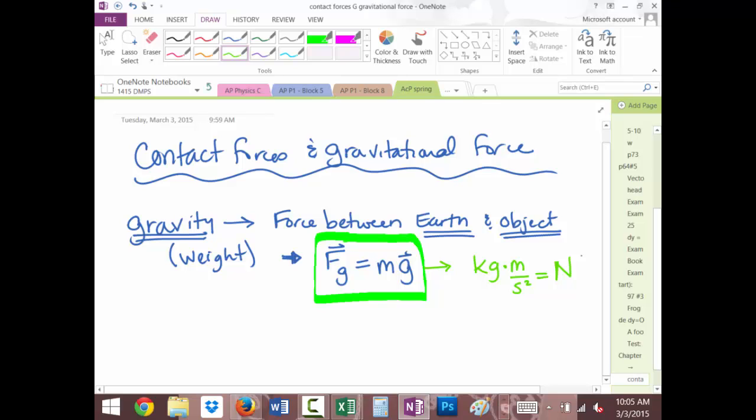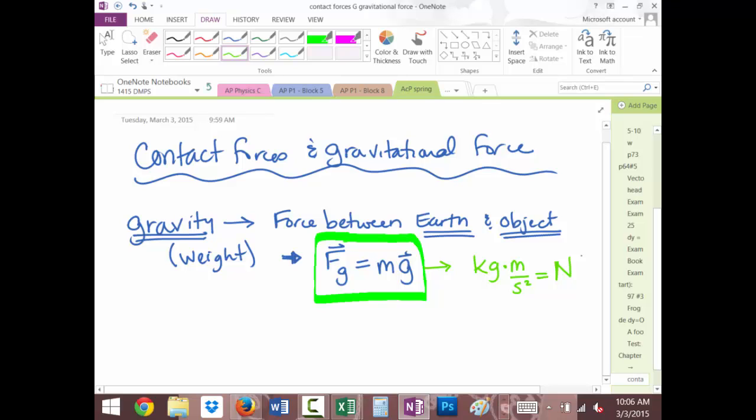Now, this is a little bit of an aside, but it's important. If you stand on a scale somewhere in the U.S., the units are not going to be in newtons, they're going to be in what? Pounds, right? Pounds are the English unit for newtons. It's kind of like inches and meters. There's a conversion, whatever, we use pounds.